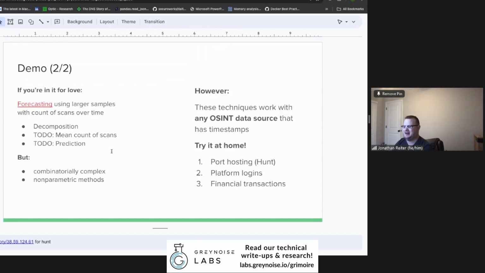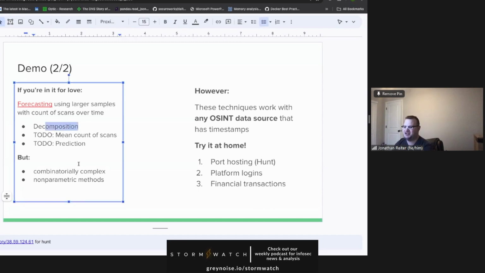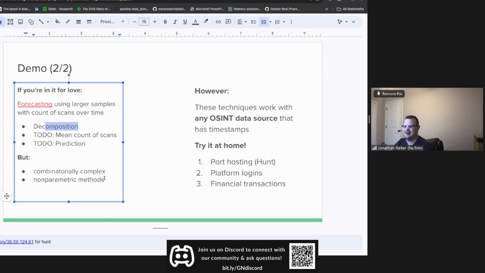And then really going into the deep side, if you're interested in working with time series, I highly suggest looking at the book Forecasting, which gets deeper into methods such as STL decomposition as well as prediction. In general, forecasting might not necessarily be great for creating features for scanning patterns, because, like I was mentioning, it's a combinatorially complex problem. You have to break down to subnets. You don't know where the shared infrastructure behaviors are. And as I mentioned previously, non-parametric methods are challenging.